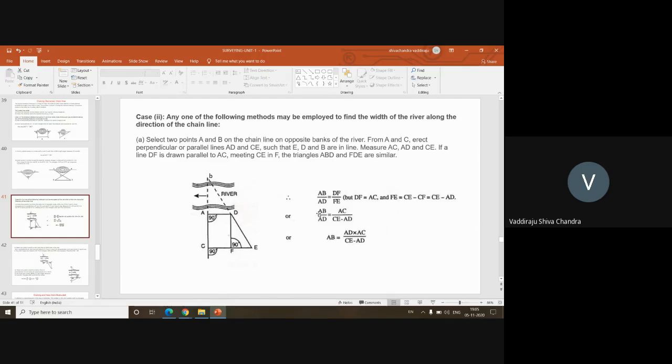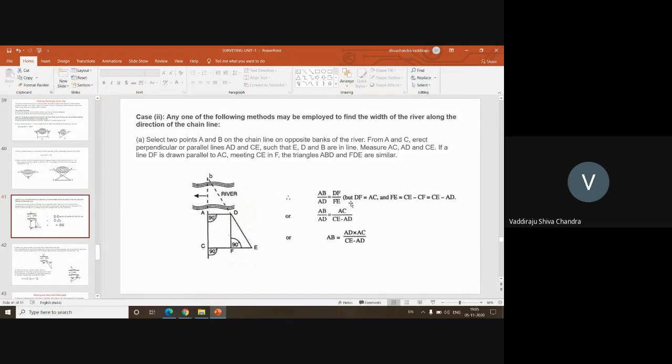Then using these equations, I can determine the distance AB. From the concept of similar triangles, triangles ABD and DFE are similar triangles. So from triangle DFE, AB by AD is equal to DF by FE.